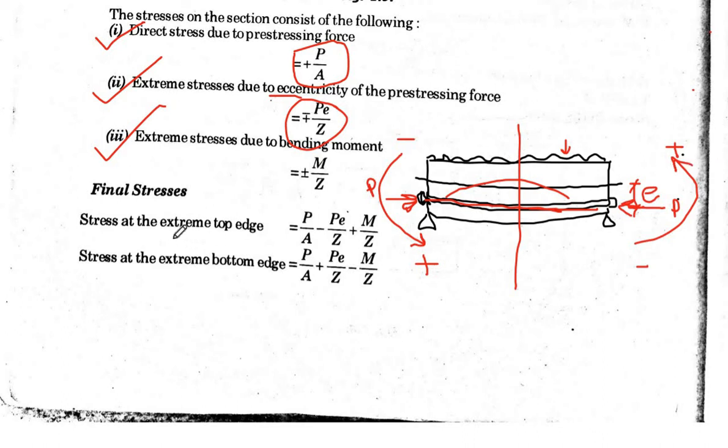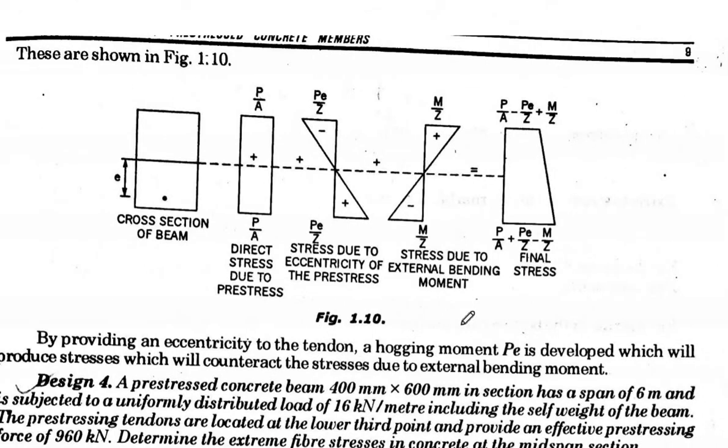So therefore the stress at the extreme top will be how much? P by A minus PE by Z plus M by Z, and at the bottom it will be how much? P by A plus PE by Z minus M by Z. So this is the basic principle of eccentric tendons. Now if we go and check out one problem, you can see this.